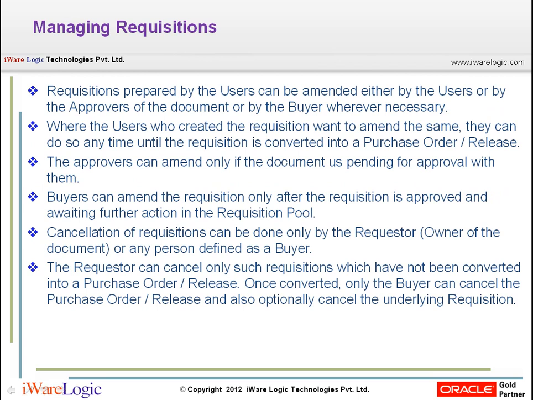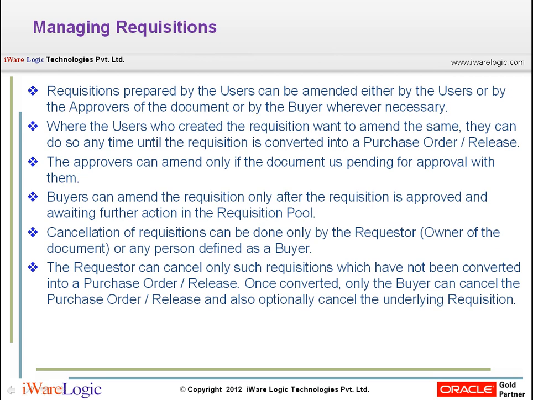Managing the requisitions. Requisitions prepared by the users can be amended either by the user, by the approver of the document, or by the buyer wherever it is necessary. Where the users who created the requisitions want to amend them, they can do so anytime until the requisition is converted into the purchase order or release. The approvers can amend only if the document is in pending approval status. The buyer can amend the requisition only after the requisition is approved and awaiting further action.